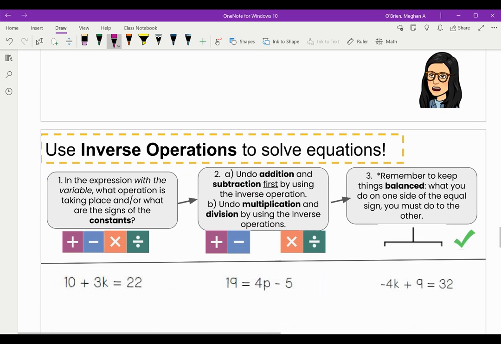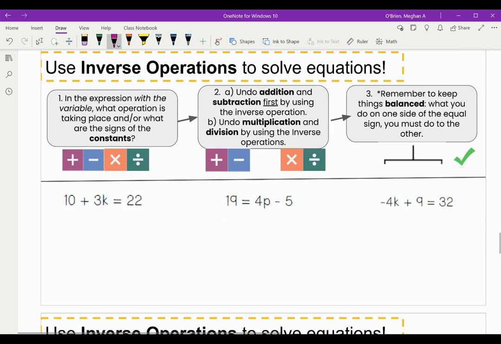Let's put this into practice. Notice the steps look very similar to last week, but a couple of things have changed. For the first one, in the expression with the variable, we want to think about what operation is taking place, or what the signs of the constants are. We want to focus on that first. Then step 2 is to unravel or undo the addition and subtraction first by using the inverse operation. Then we undo the multiplication or division using inverse operations.